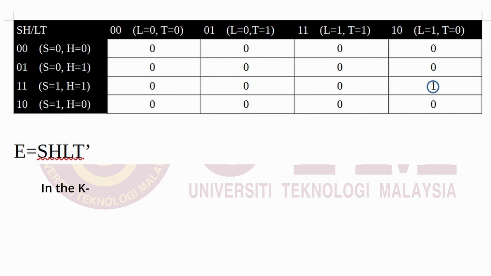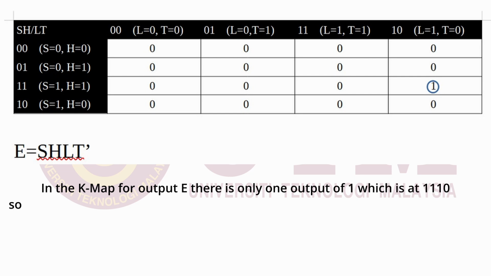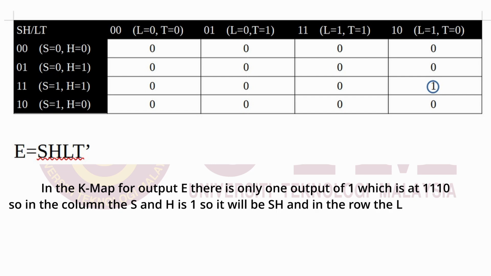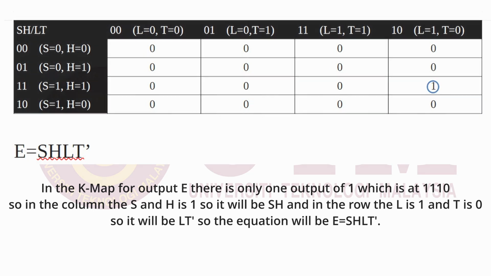In the K-map for output E, there is only one output of 1, which is at 1110. So in the column, the S and H is 1. So it will be SH, and in the row, the L is 1 and T is 0. So it will be LT bar. So the equation will be E equal SHLT bar.